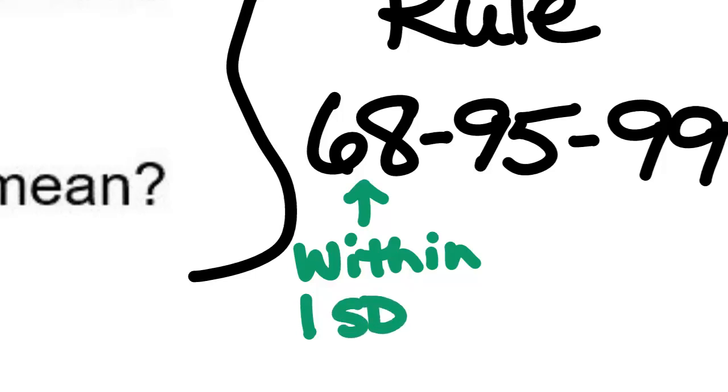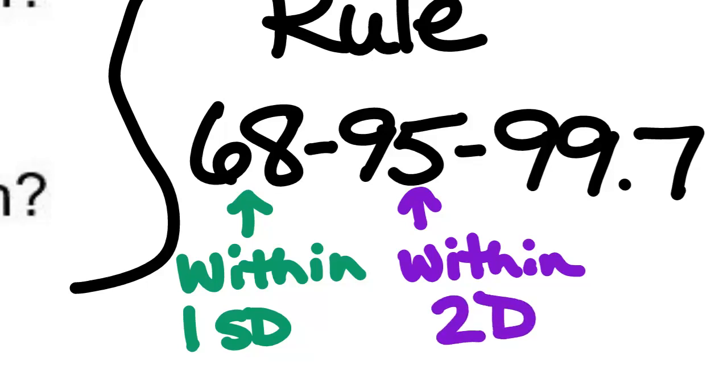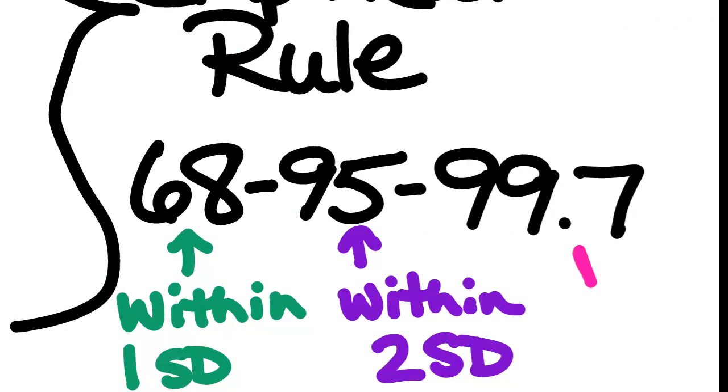68% of our data, when we are approximately normal, we have this bell-shaped curve. 68% of all the data will fall between 1 standard deviation of the mean, both above and below. 95% of all of the data will fall within 2 standard deviations of the mean on either side. And 99.7% will fall within 3 standard deviations. So close to all of it.